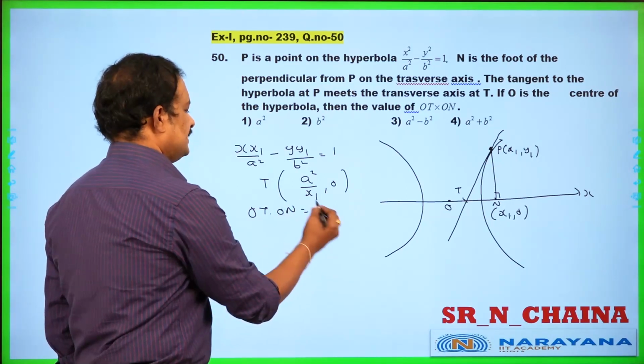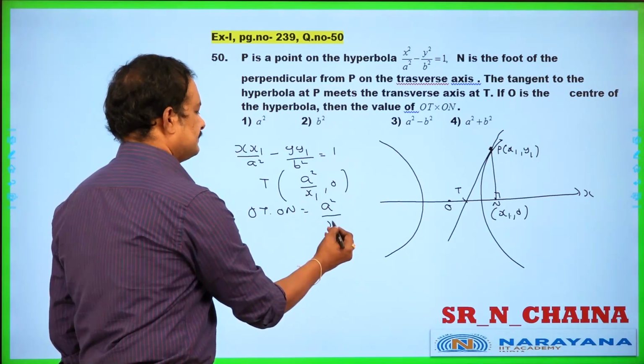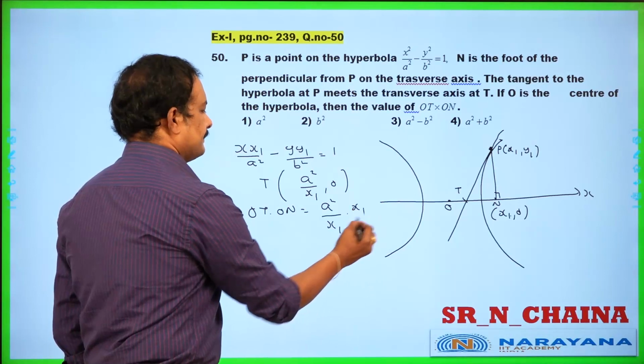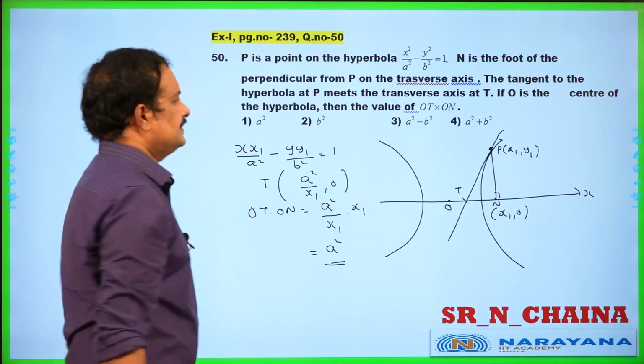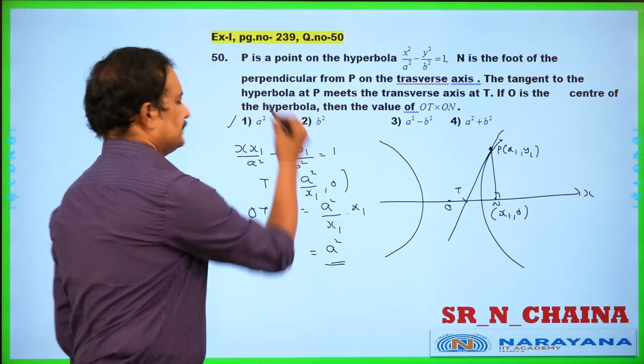So what I mean is OT is a square by the x1 and ON is x1. So the x1 will get cancelled and this is going to be a square. So a square is the answer for this one.